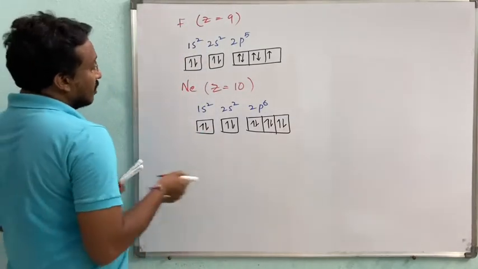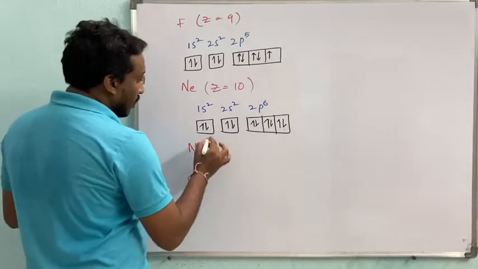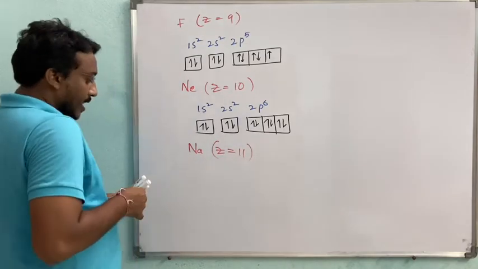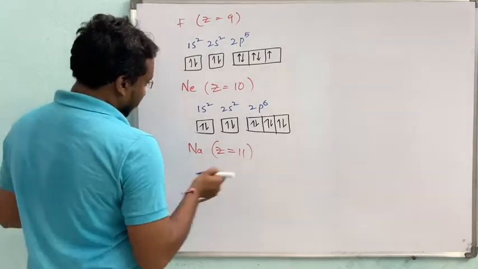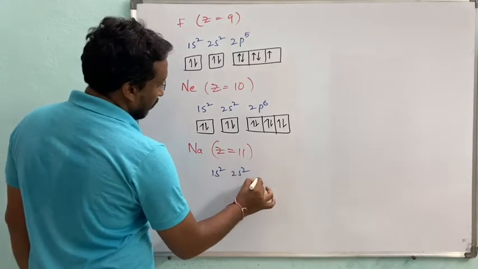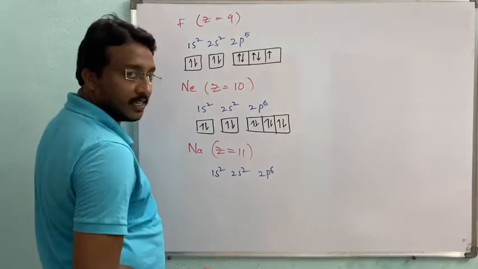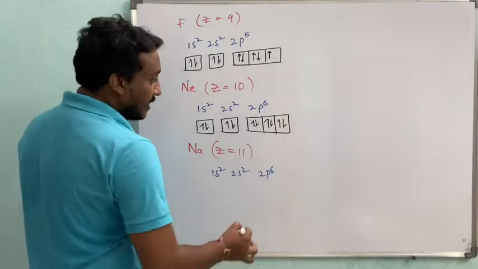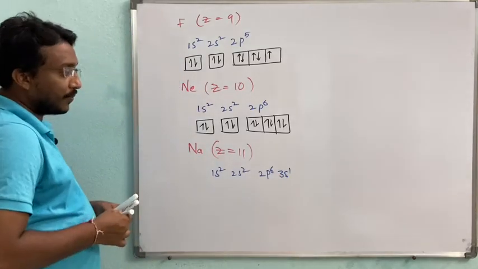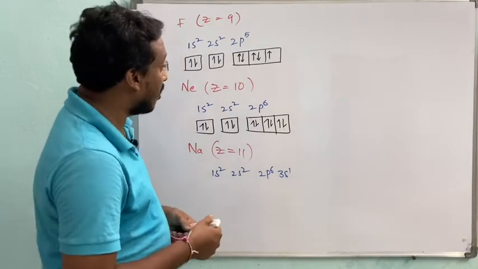Next, sodium, Na, sodium atom, Z equal to 11. Electronic configuration 1s2, 2s2, 2p6, right? Next 3s1. Here we have to fill maximum 6 electrons in the p orbital.